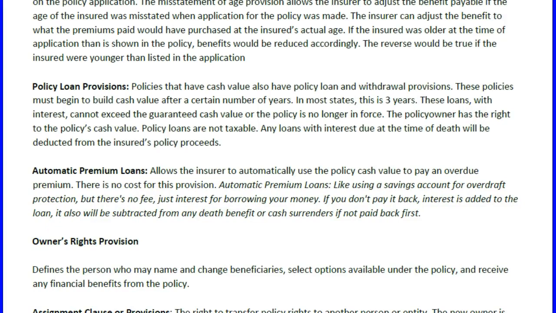Policy loan provisions. Policies can have cash value, and also have policy loan and withdrawal provisions. These policies must begin to build cash value after a certain number of years; in most states, it's 3 years. Loans with interest cannot exceed the guaranteed cash value, or the policy is no longer in force. Automatic premium loans allow the insurer to automatically use the policy cash value to pay an overdue premium.